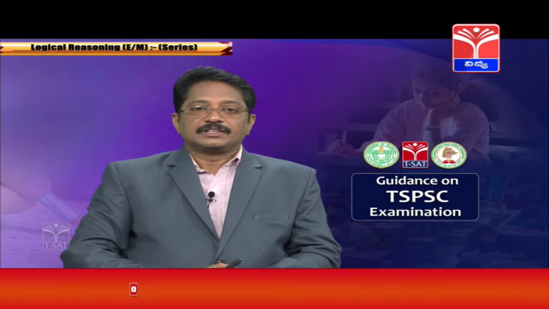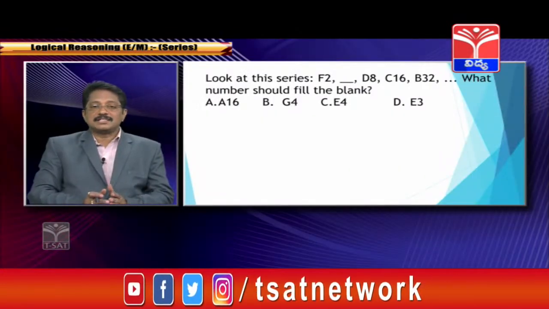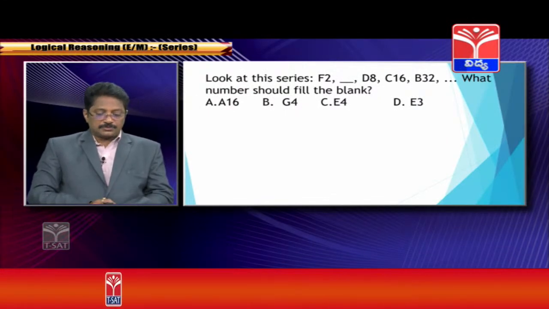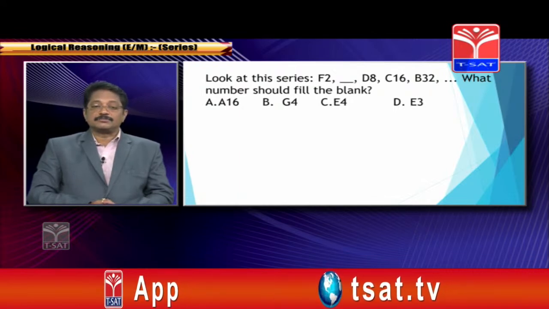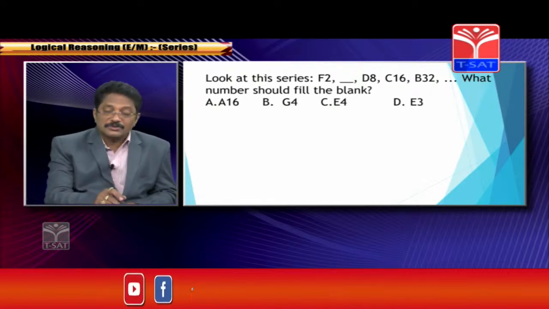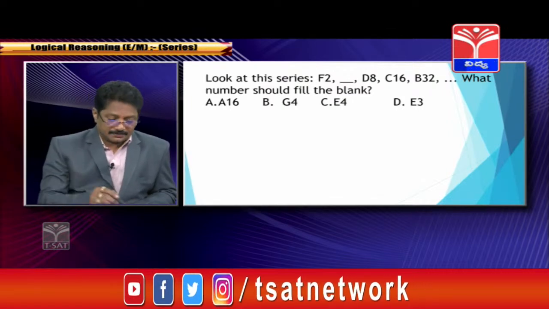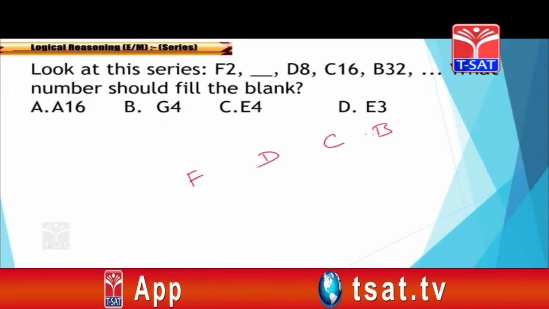Okay, next. Look at the series. It is a combination of letters and numbers. So F2, D8, C16, B32 is given. Now you first have to write the letters, that is F, D, C, B. So B, C, D, E are required, correct?